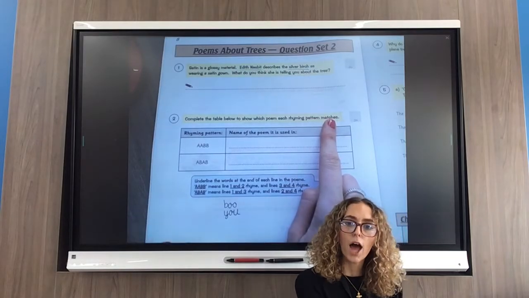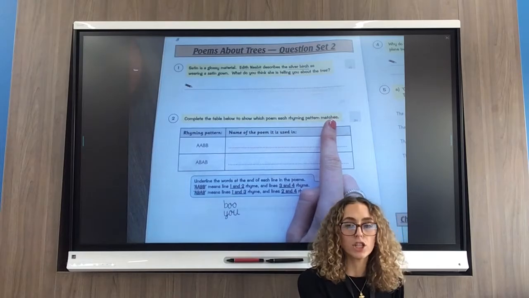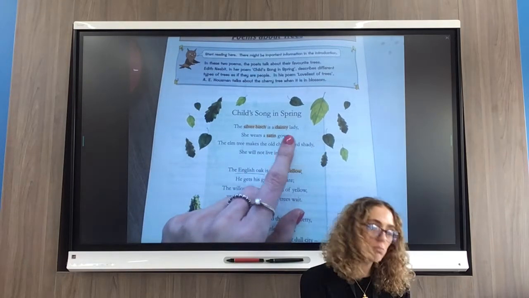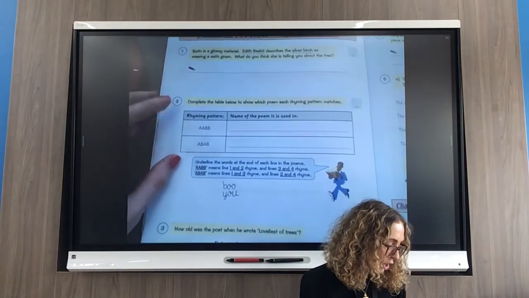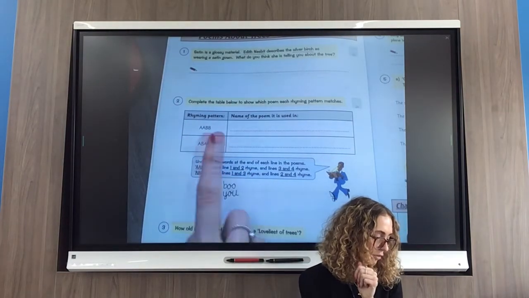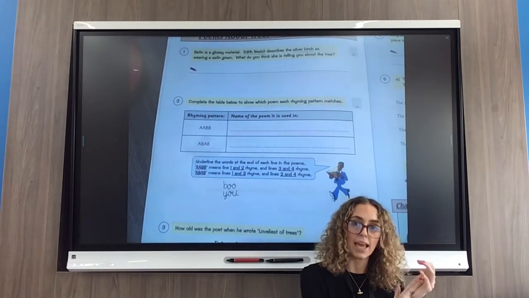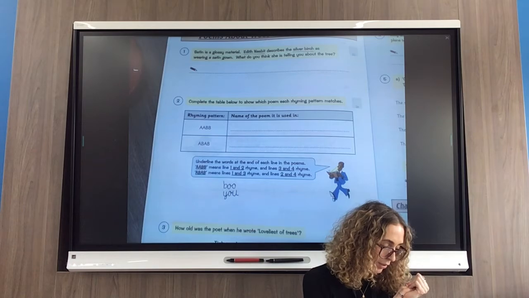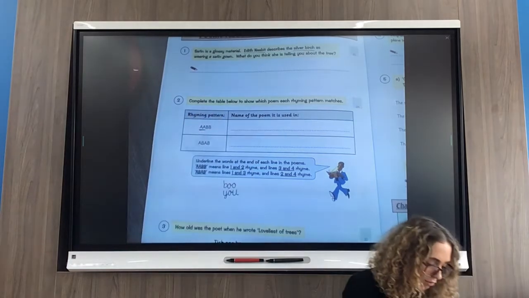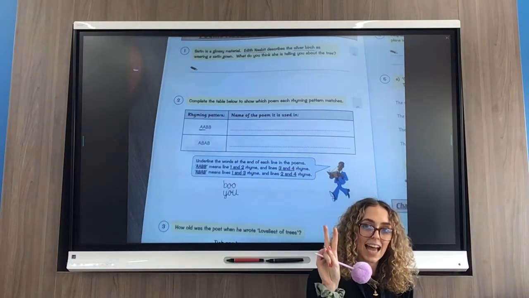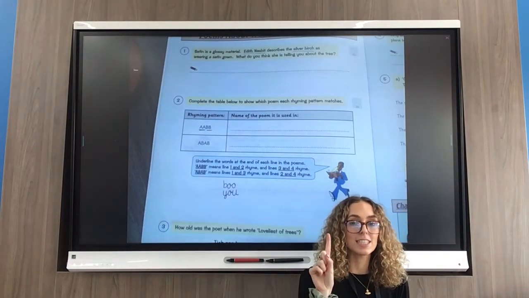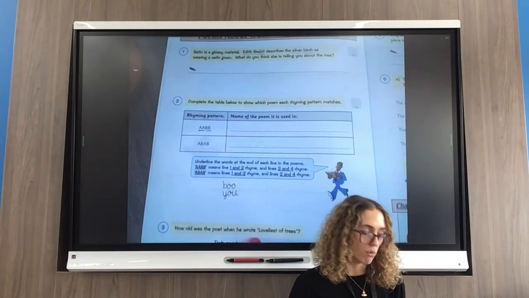Okay, so in our poems, we sometimes have rhyming patterns, which means that the words at the end of the sentences sometimes rhyme. So we've got a rhyming pattern here that goes A, B, B. A means that the two words rhyme together on the first sentence and the second sentence. And then we have BB, which means that the third sentence and the fourth sentence also rhyme.